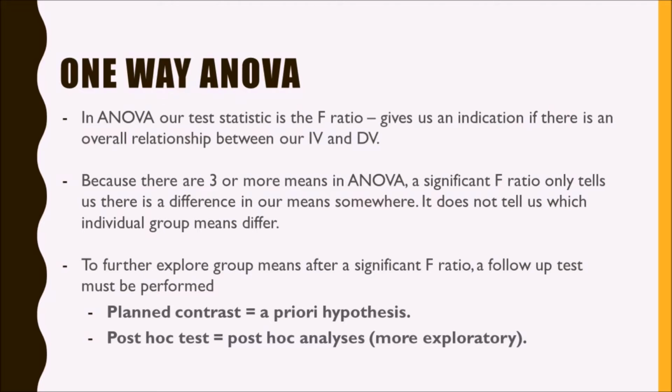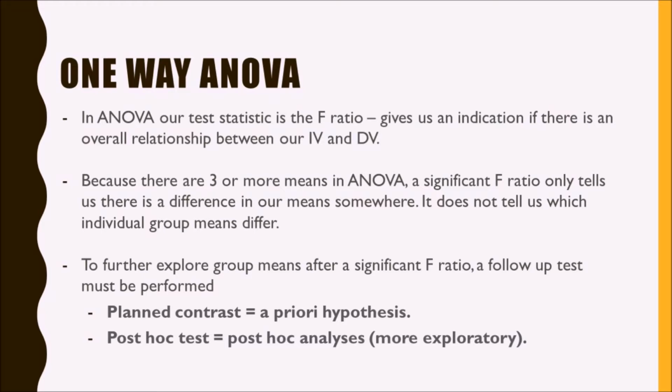As ANOVA has 3 or more means though, a significant F ratio doesn't necessarily tell us where those mean differences are. So whilst we get a bit of an indication of what's going on in our data, we don't know the specific nature of the group mean differences. So following an ANOVA, we usually perform what are called follow-up tests. There are 2 general streams of thought here. You can either do planned contrasts, where you explore very specific planned a priori hypotheses, or you can do a more exploratory focused approach. This is called post hoc testing.